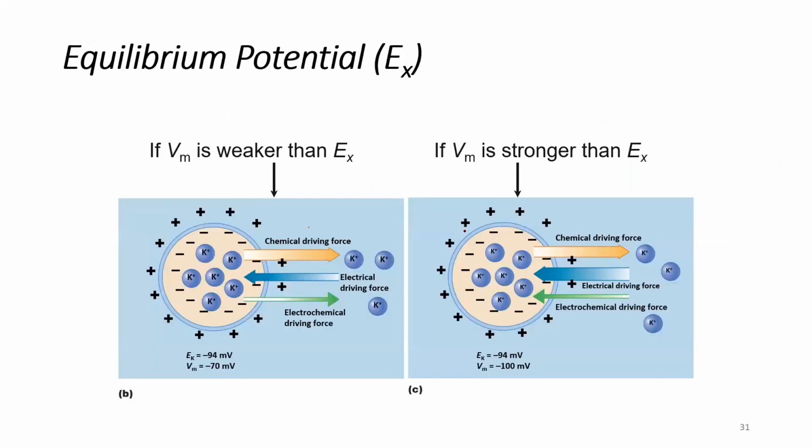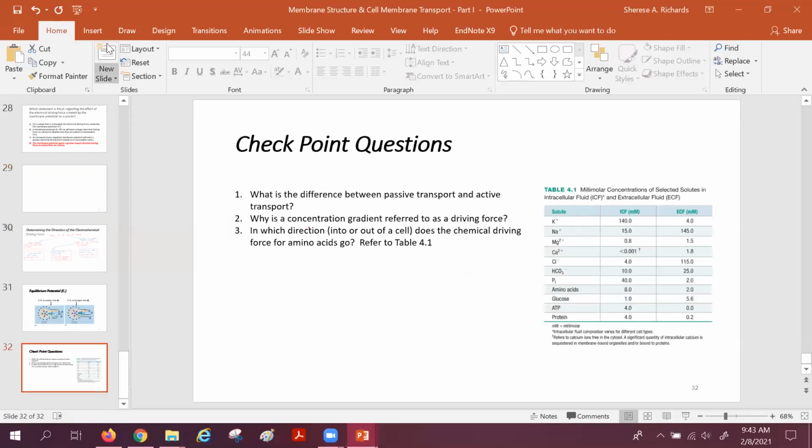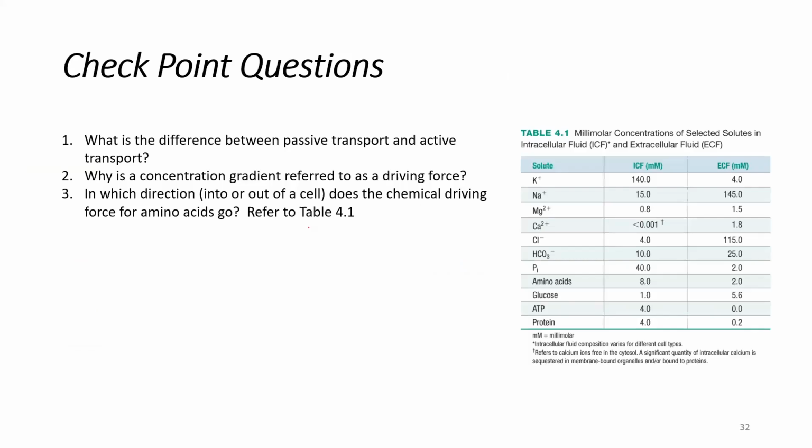All right, what we'll do now is some of these checkpoint questions at the end here, and we'll walk through these and explain them, and then we will keep it moving. So the first question, what is the difference between passive transport and active transport? Passive is without energy and active is with energy.